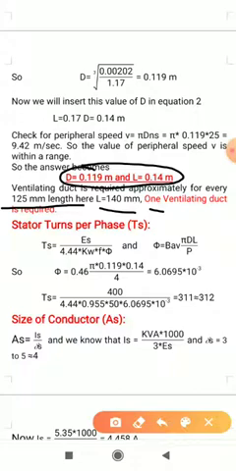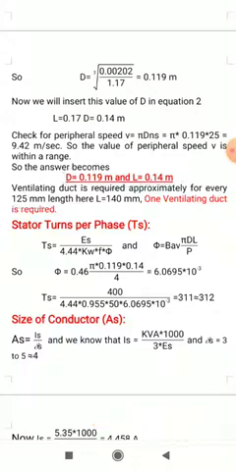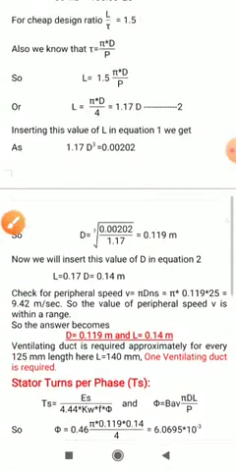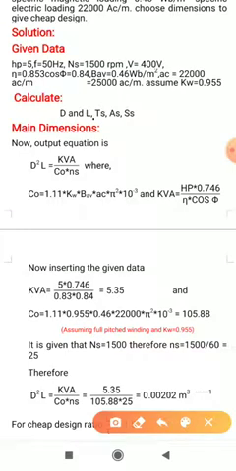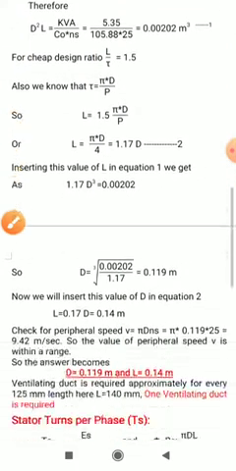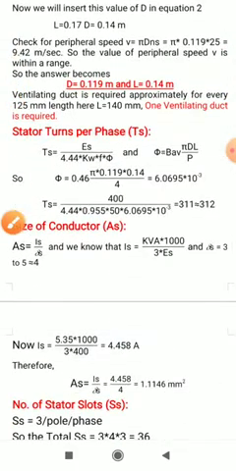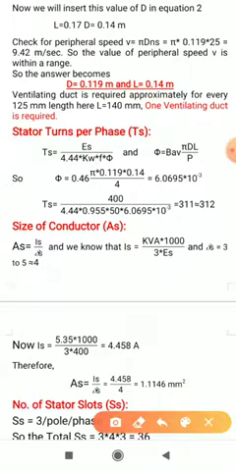Now after finding the main dimension, let me find the next quantity, that is the TS, the stator turns per phase. This stator turns per phase is calculated from the EMF equation. As we know, from the EMF equation, TS is equal to ES divided by 4.44 into kW into f into phi.